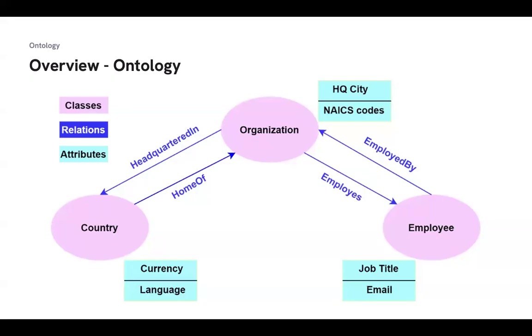a country and organization. Similarly, here you have employee and organization. So an organization is usually the one that employs an employee. So you can see that relationship, but an employee is part of an organization. So these are all descriptions. So these are all things we can describe about our data.